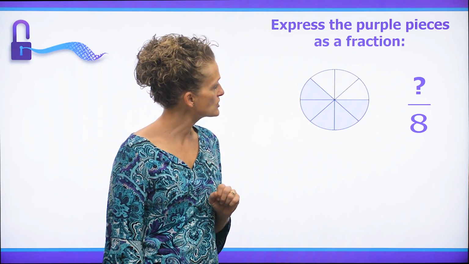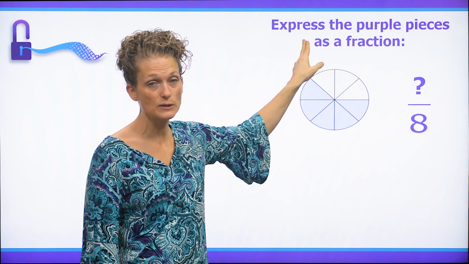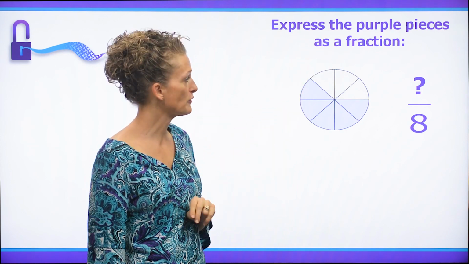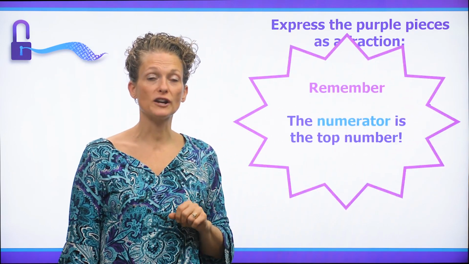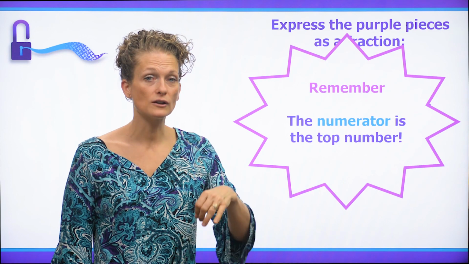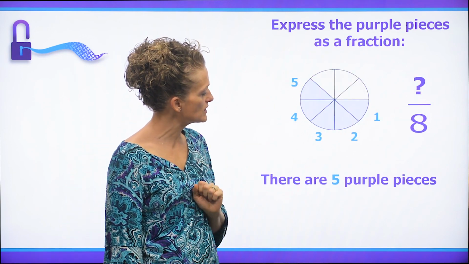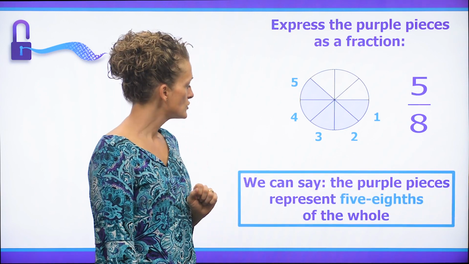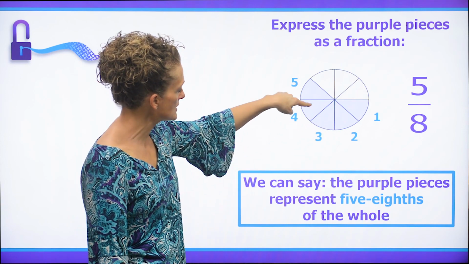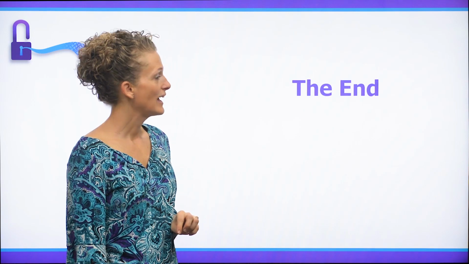And again, we come back to the question, and it says to express the purple pieces as a fraction. So we need to count the number of purple pieces in order to find our numerator. And again, remember the numerator is the number on top. So we count these purple pieces and we see we have 5 purple pieces. So our numerator is 5. We can say that the purple pieces represent 5/8 of the whole. And that is your introduction to fractions.